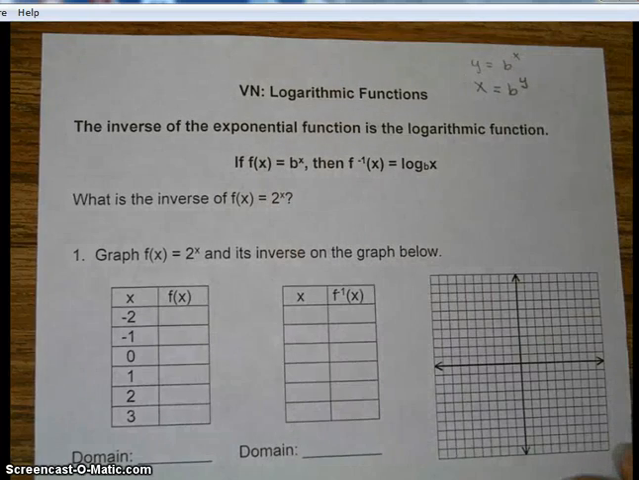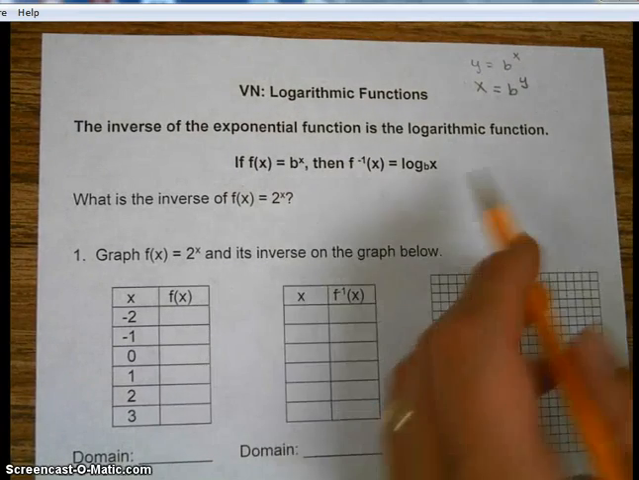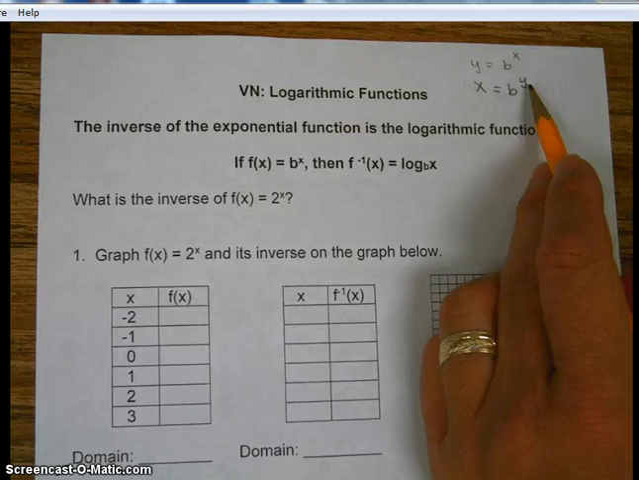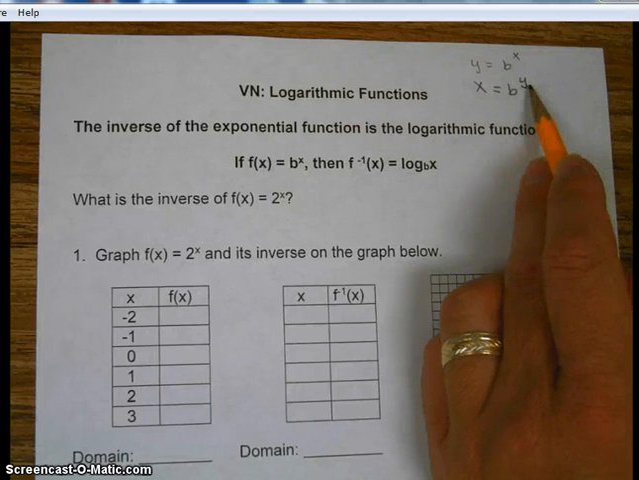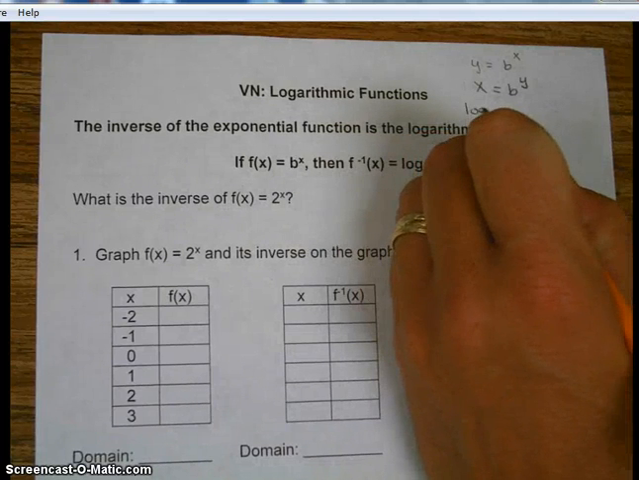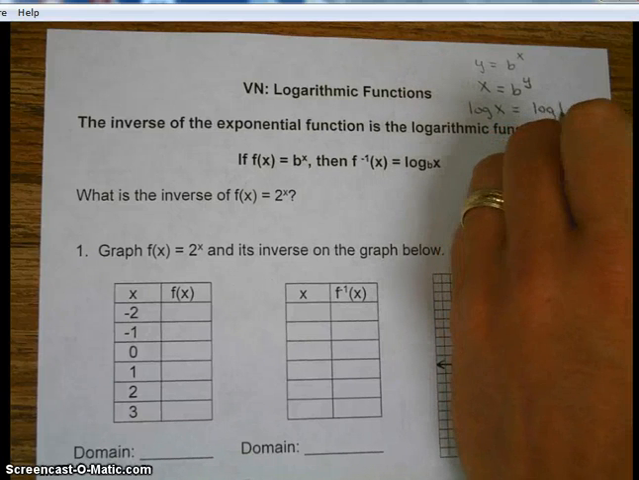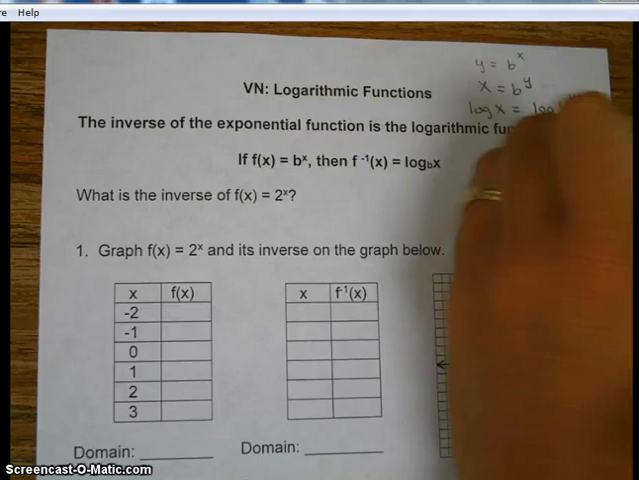Remember, to find the inverse of a function, you switch the x and the y, and then what do you do next? Correct, you solve for y. So remember that when solving for a variable in the exponent, we need to use logarithms. So in order to get this out of the exponent, we need to take the log of both sides. So we're going to take the log of x, and then the log of b to the y. Take the log of both sides.